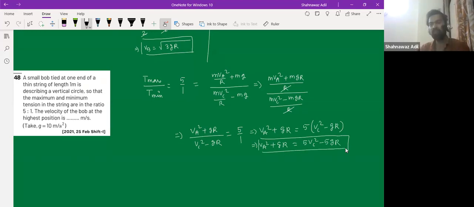Do we have any other relation that we can use? Can you guys tell me? Ultimately, we have to find VC, the velocity of the bob at the highest position, where the tension is minimum. In this equation we have two unknowns, VA and VC, so I need one more equation which relates VA and VC. Can you guys tell me what that equation can be?